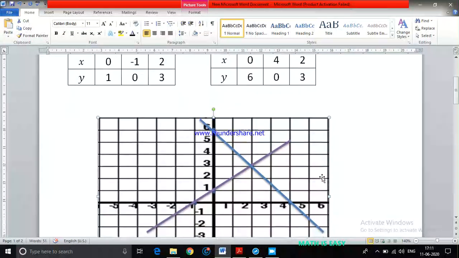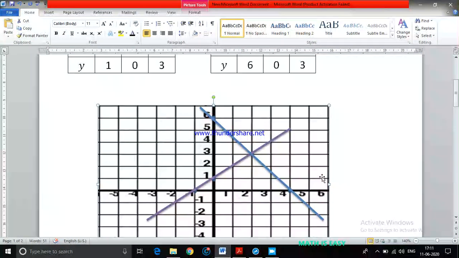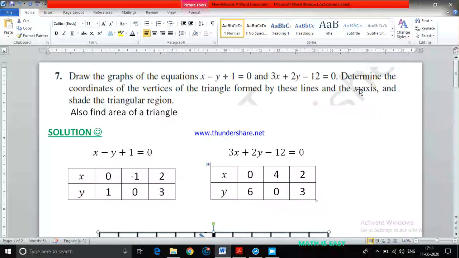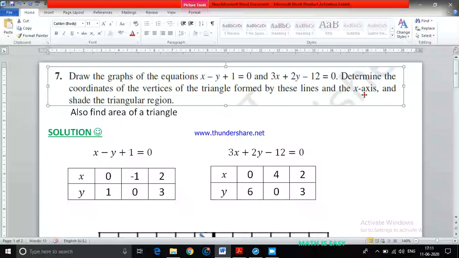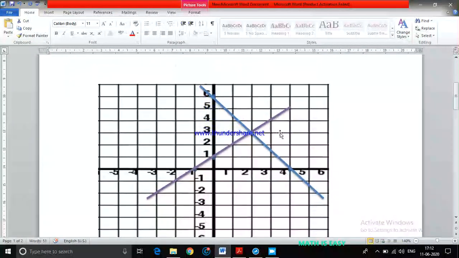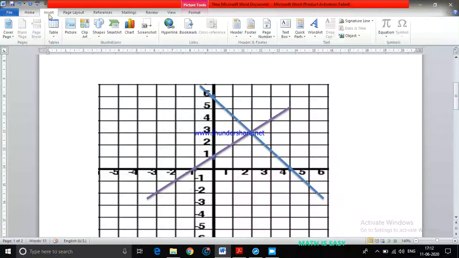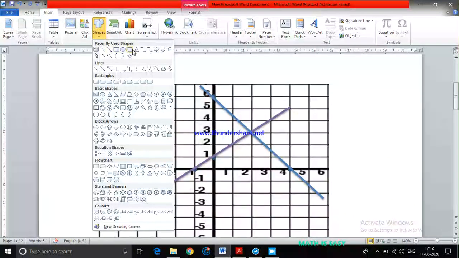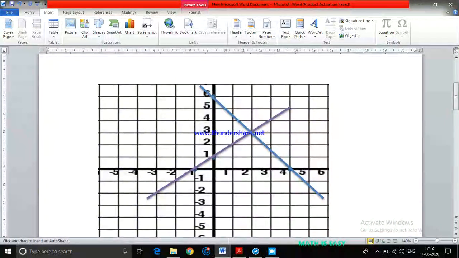Now what is the triangle formed here using these two lines and the x-axis? They said in the question, formed by these two lines and the x-axis. So we have to figure out which is the triangle formed by these two lines and the x-axis. So let me try to draw this one.